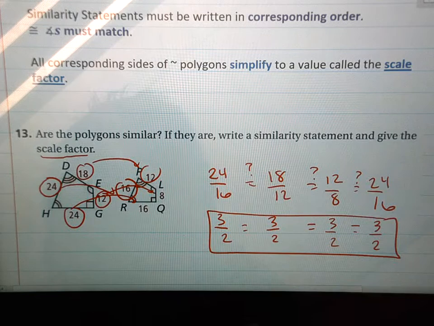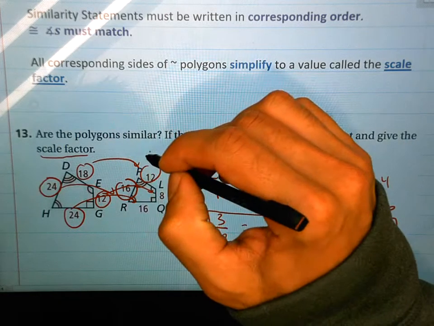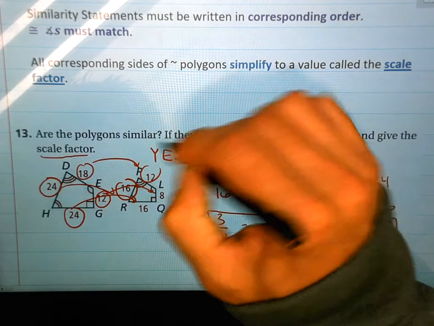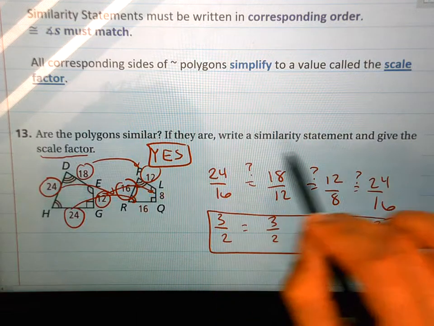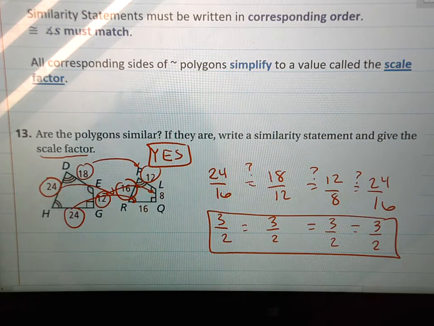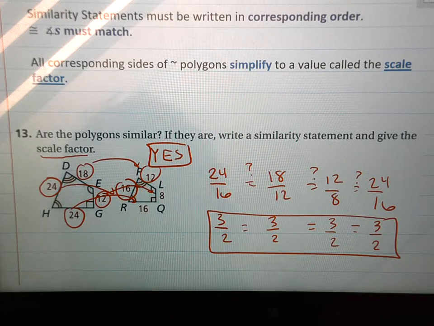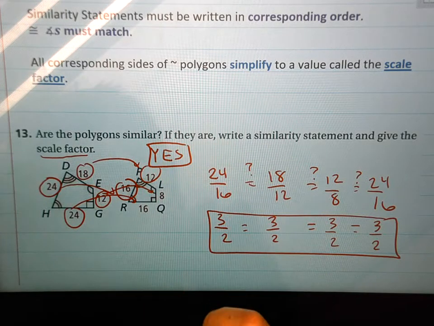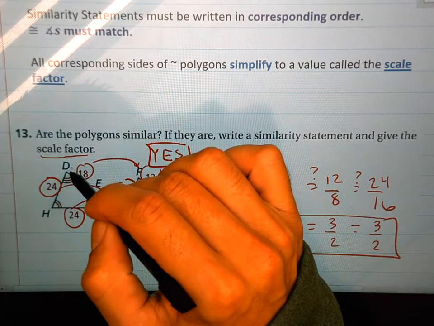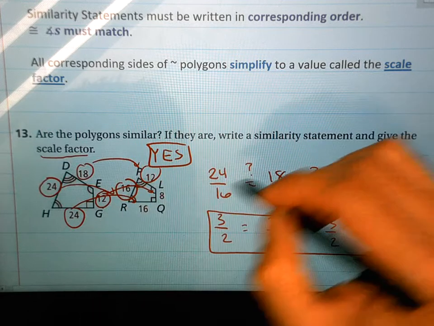Yes, they are similar. So yes. I'm going to write down yes. This is my first answer. If they are, write a similarity statement and give the scale factor. So the similarity statement, I have to write these in order, and I'm going to recommend that we go in alphabetical order. I'm going to go D, E, G, H.